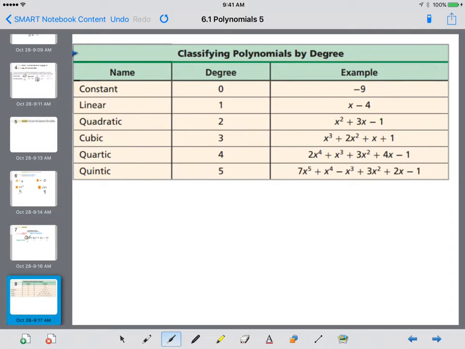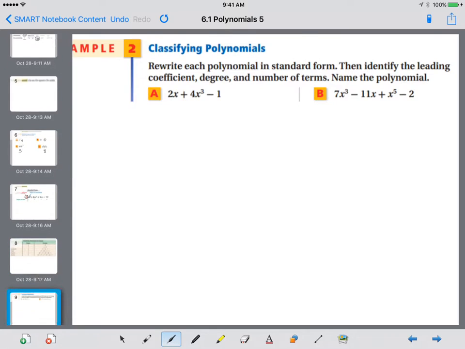This table can be seen in your book. It describes the different degrees of polynomials and their names. So if we have a degree of 4, it is a quartic, or degree 5, it is a quintic. Linear, quadratic, and cubic you've definitely seen before, but a quartic and a quintic would be something new.